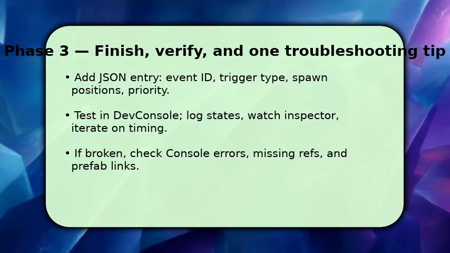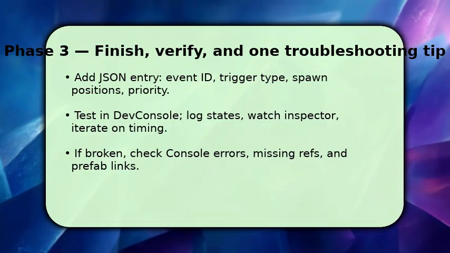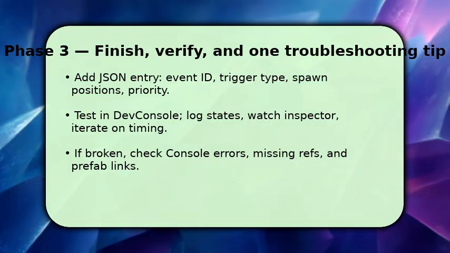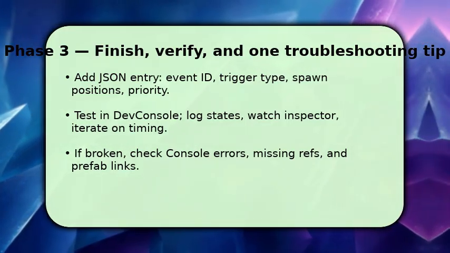You finish by wiring the event into the data file. Add a JSON entry with the event ID, trigger type, spawn positions, and priority so the scheduler picks it up.